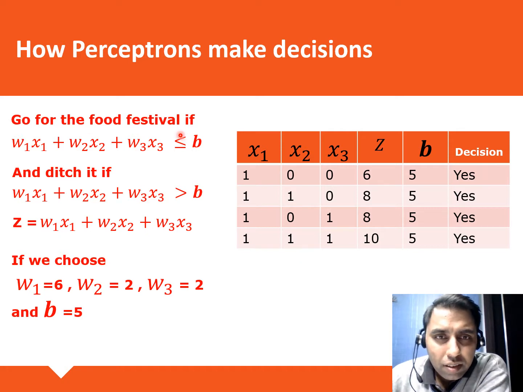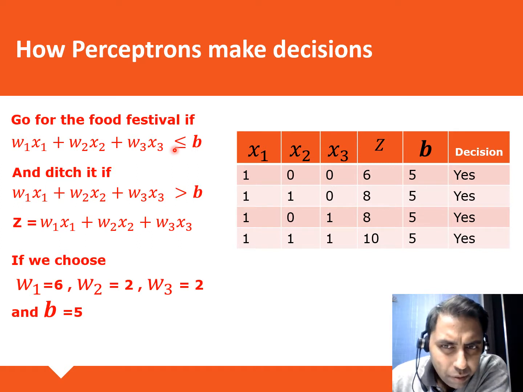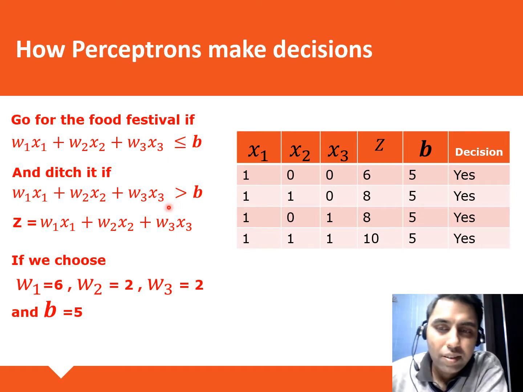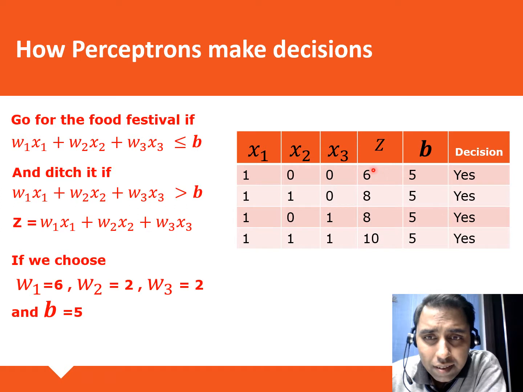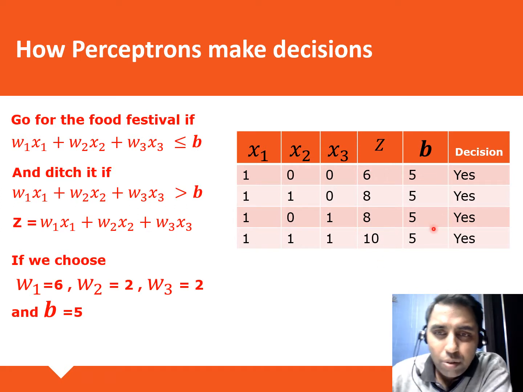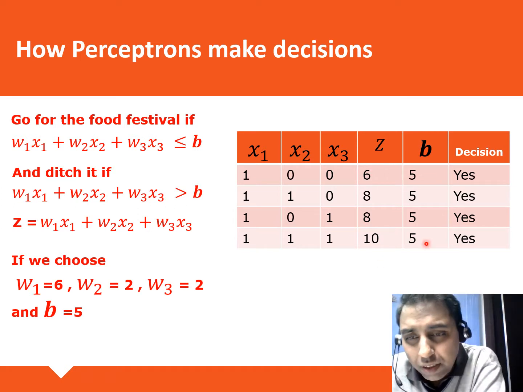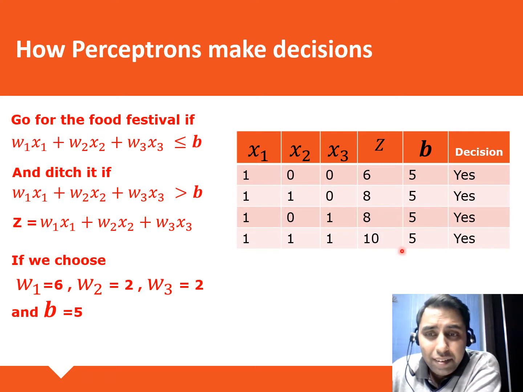So I think there is a typo out here. Is there a typo? No, there's not a typo, that's correct. Since the value of Z almost always, not almost always, in fact always exceeds B for these four cases, the decision is yes. So you want to go to the food festival.